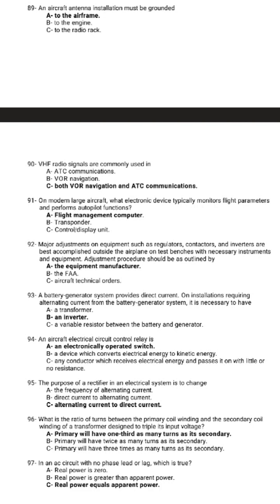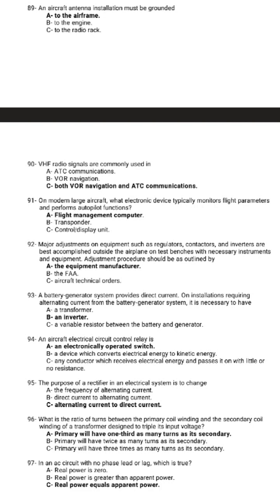Moving right along. VHF radio signals are commonly used in both VOR navigation and ATC communications. I forget what those really stand for, but VHF is very high frequency. So VHF radio frequencies are commonly used in both VOR navigation and ATC. So both the answers are there, just pick C. It's probably gonna be C for that answer anyways. So yeah, both of them.